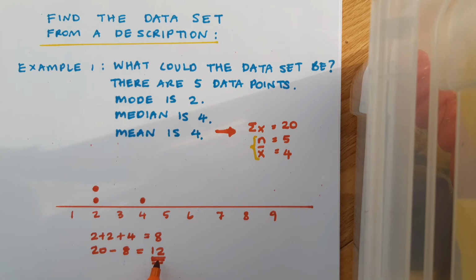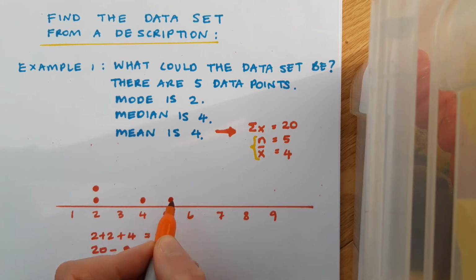Could it be 6 and 6? Well, it'd be 2 dots on 6. I'd have the same problem. Then I'd have a mode of 6 and 2. I don't want a mode of 6, I want just a mode of 2. Okay, could I maybe put in 3 and 9? If I do that, I've got a problem because 4 is no longer in the middle. So my option is to put in 5 and 7.